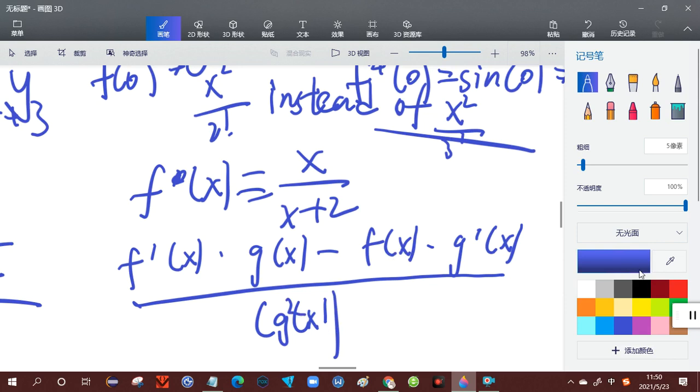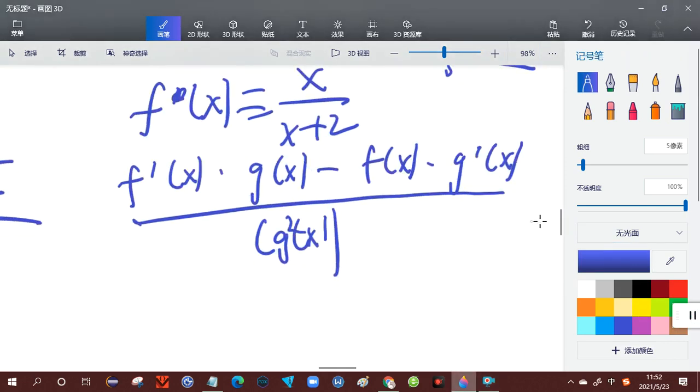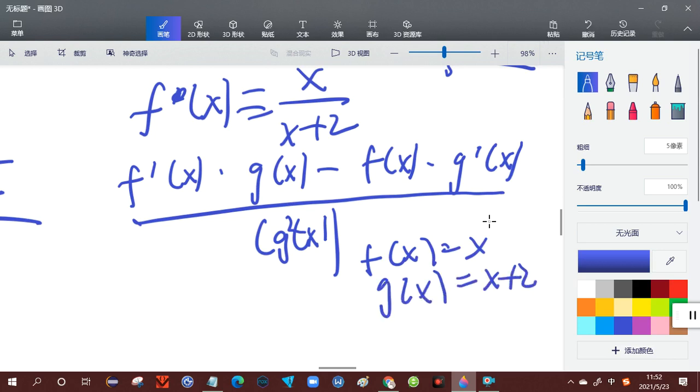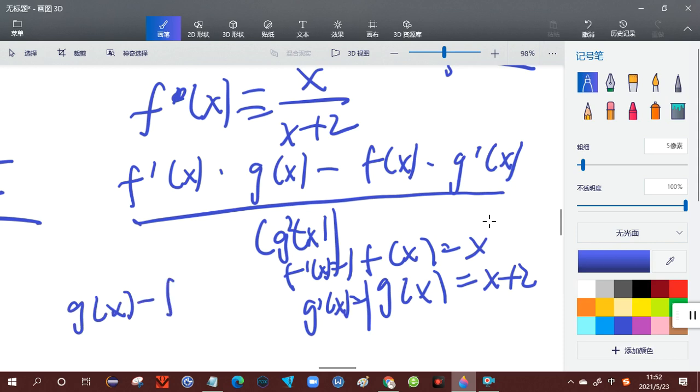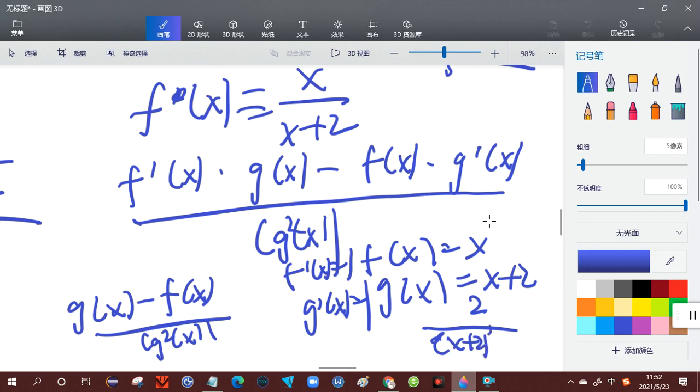So what we need to do now is identify g(x), f(x), g'(x), and f'(x) first. So we know that we can set f(x) as x and g(x) as x plus 2. So therefore f'(x) is equal to 1 and g'(x) is also going to be equal to 1. So g(x) minus f(x) is equal to 2, and then g squared is (x plus 2) squared.